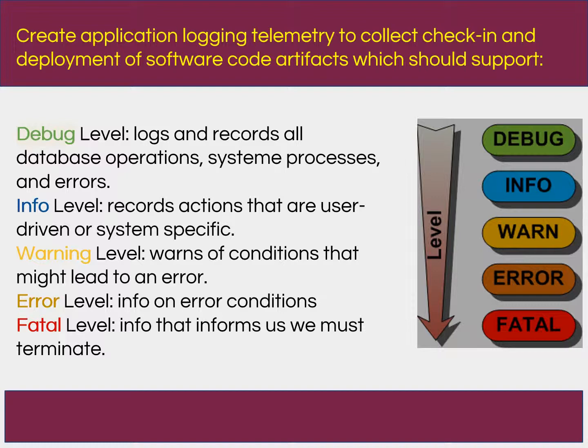The second level is the info level, which records actions that are user-driven or system-specific. The third level is the warning level, which warns of conditions that might lead to an error. The fourth level is the error level, which gathers info on error conditions. And the last level, of course, is the fatal level, which gives information to us that we must terminate the application.